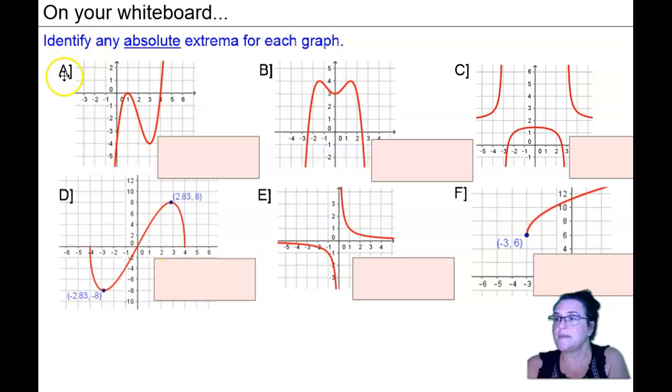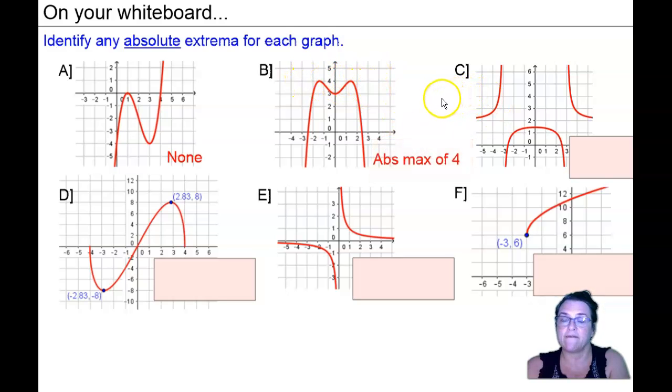So in example A, okay, we have no absolute extrema because we can see that this graph is going up forever and down forever at these ends. These two turning points in the middle here, these are relative or local extrema, not absolute. Okay, in example B, there's a local or relative minimum here at 3, but the absolute maximum is up here at 4. So there's an absolute max of 4.